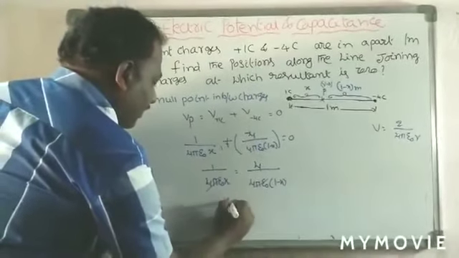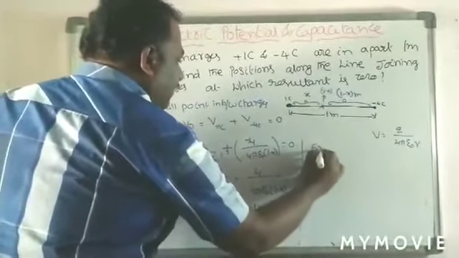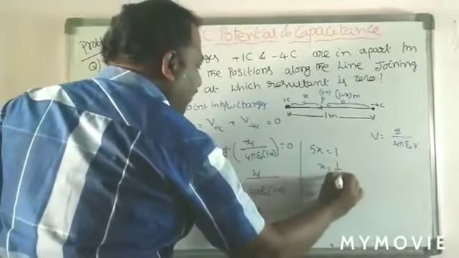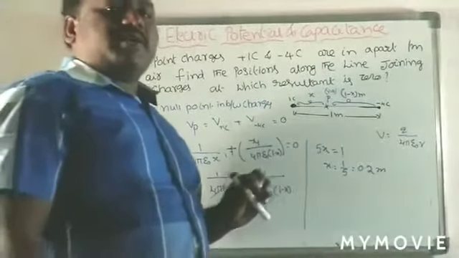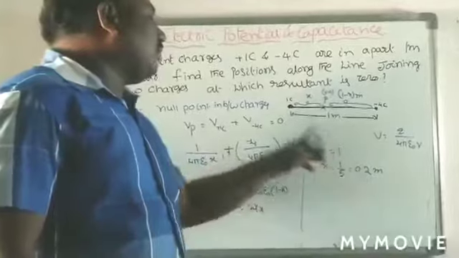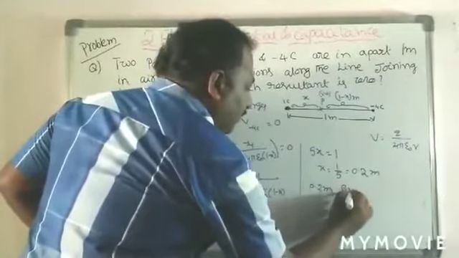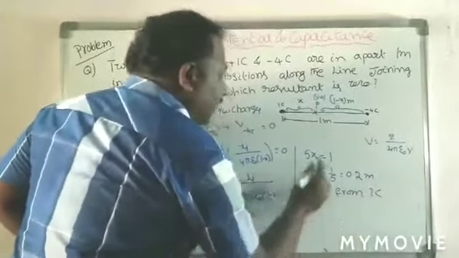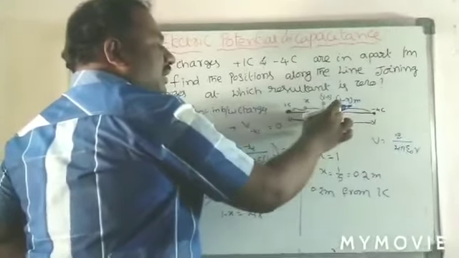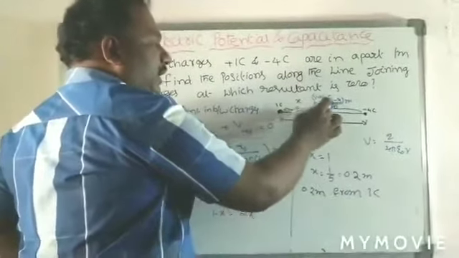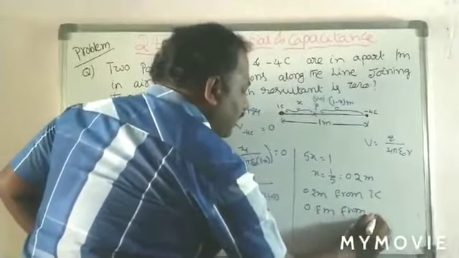This is 1 minus x is equal to 4x. From that, 5x is equal to 1, x is equal to 1 by 5, that is 0.2 meter. Okay, the null potential point in between these two charges is 0.2 meters from the 1 coulomb. Similarly, total distance is 1 meter, so from minus 4 coulomb, the null potential point or zero potential point is at 0.8 meters.